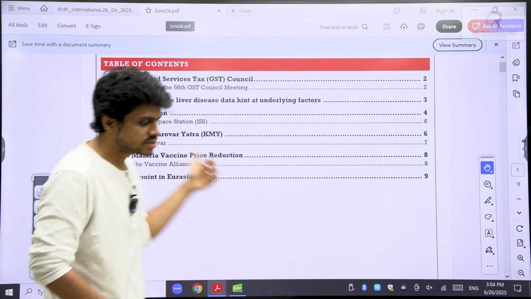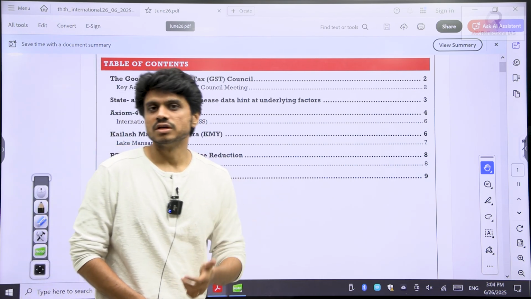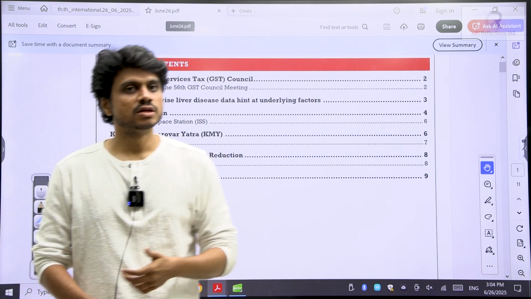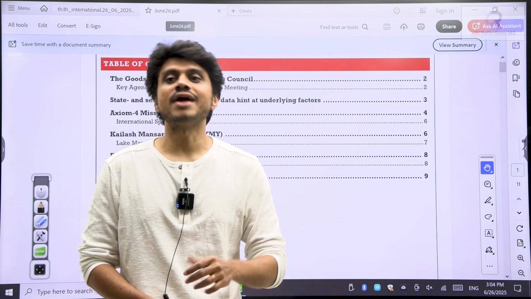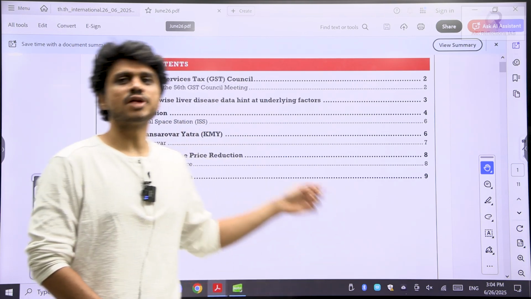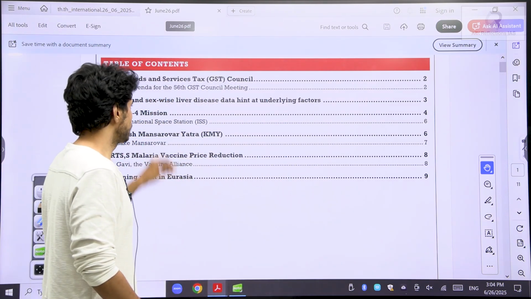Then, we have studied previously about the fatty liver disease. The same article is again being repeated. So we are seeing various articles coming on this fatty liver issue. Okay, so we'll try to understand something about the fatty liver issue.